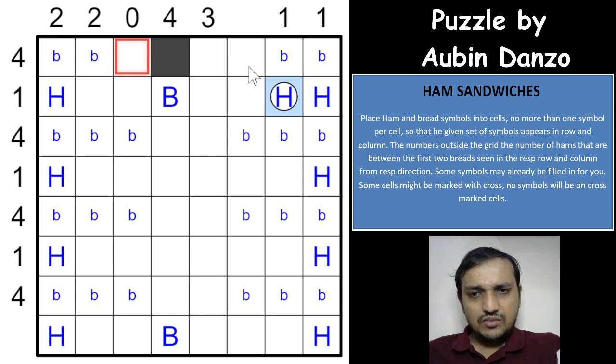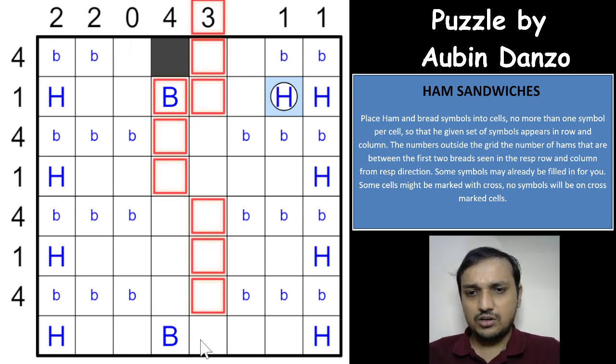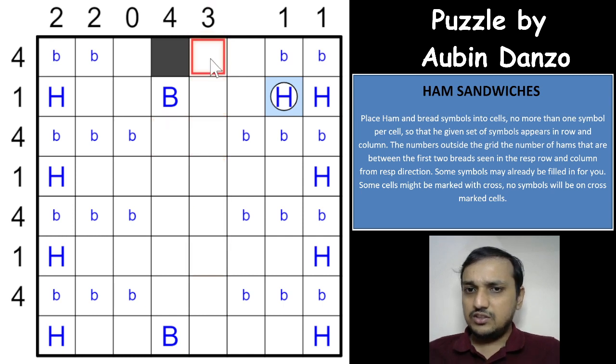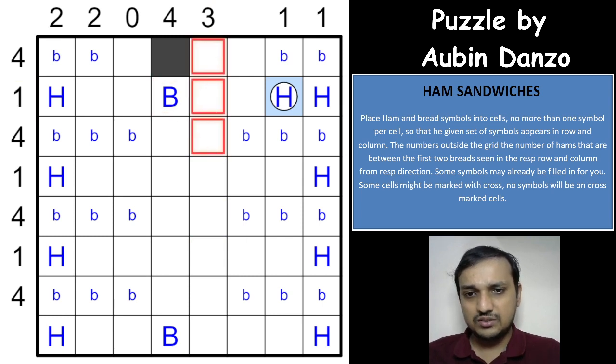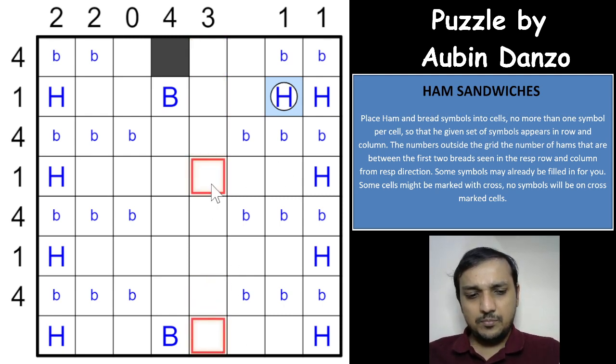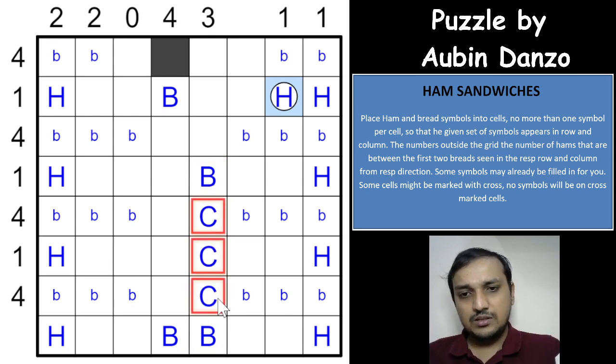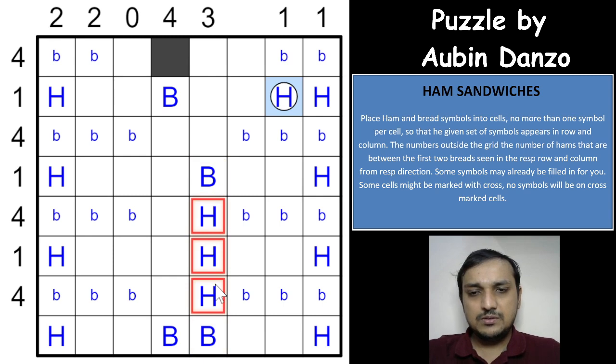Okay, so let's see where we can have breads for this column where you have a 3. This cell cannot be a bread, this cell cannot be a bread, this cell cannot be a bread, because between 2 breads you need to have at least 1 ham, so this is not a bread, this is not a bread, and neither can this cell be a bread. So bread can only be in these 2 cells, and all these 3 cells would have to be ham, right? Nice. So we got the 3 worked out here easily.